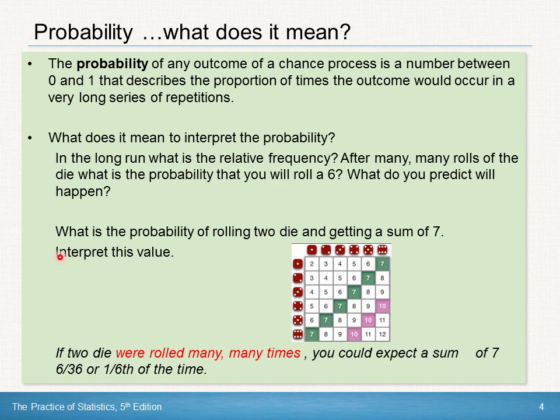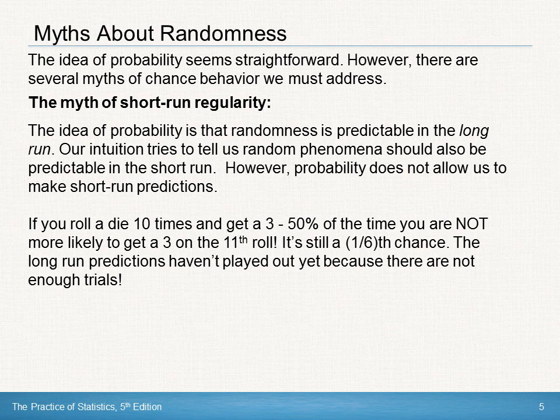In statistics, it is often really important to make sure you understand what interpret means. So if the 2 die were rolled many, many, many times, you could expect a sum of 7, 6 out of 36 or 1/6 of the time. Okay, so interpret is many, many, many times, and then stating what the probability is in context, always in context.